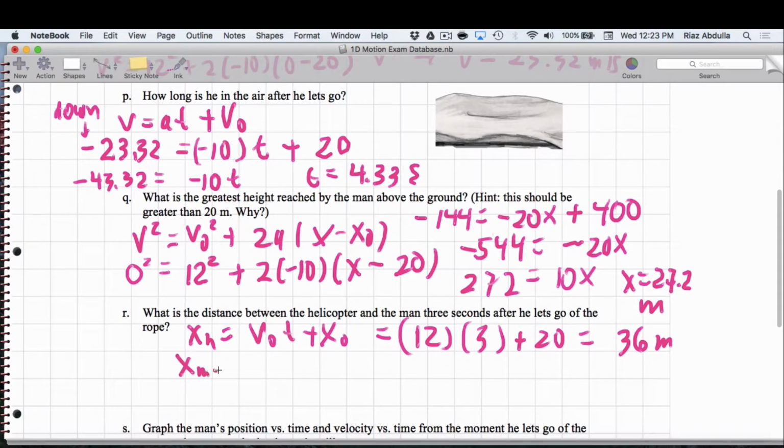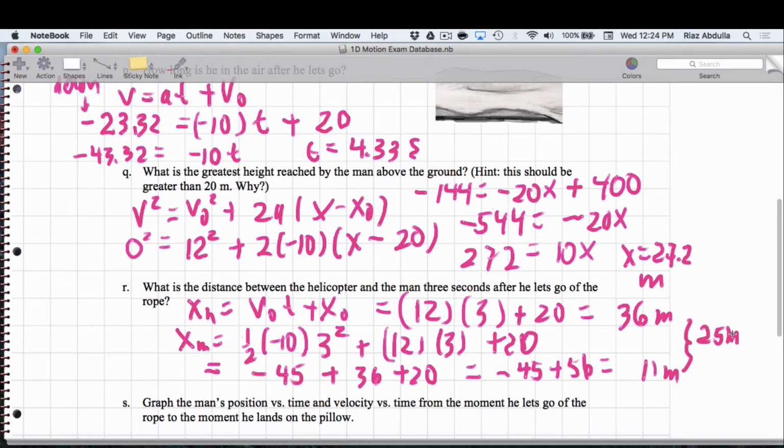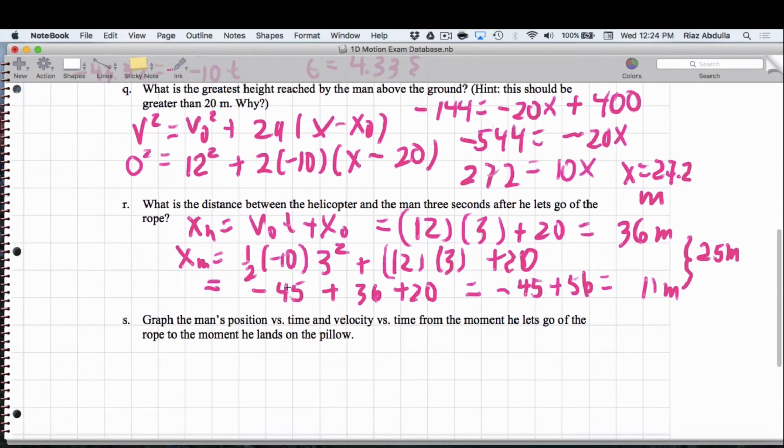Now for the man, that's going to be 1/2 times negative 10 times 3 squared plus 12 times 3 plus 20. And we can simplify this, so that's going to be negative 45 plus 36 plus 20. So when we simplify all that out, negative 45 plus 56, that means the man is at a height of 11 meters, so the difference is going to be 25 meters difference in height. That's the distance between them.